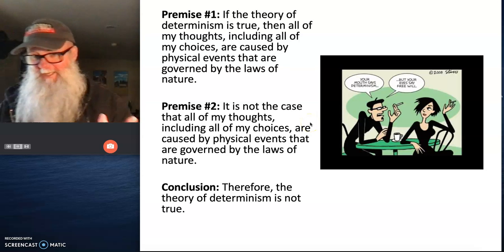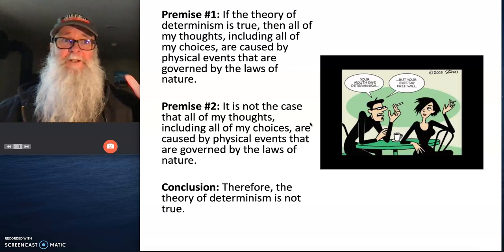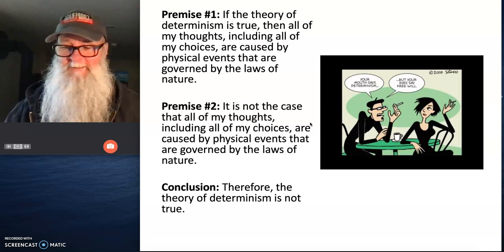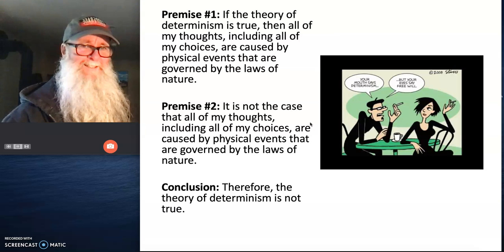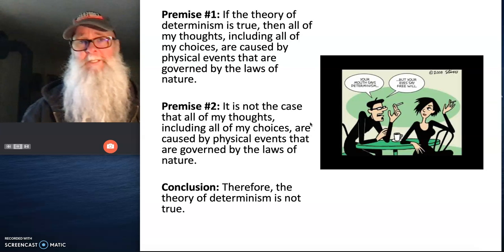Now, if you've taken logic with me before, I know exactly the response you had when you saw this argument up on the screen. You said, oh my gosh, it's a modus tollens. Yes, it's a modus tollens. What that means is it's a particular argument form. This argument has a particular structure.